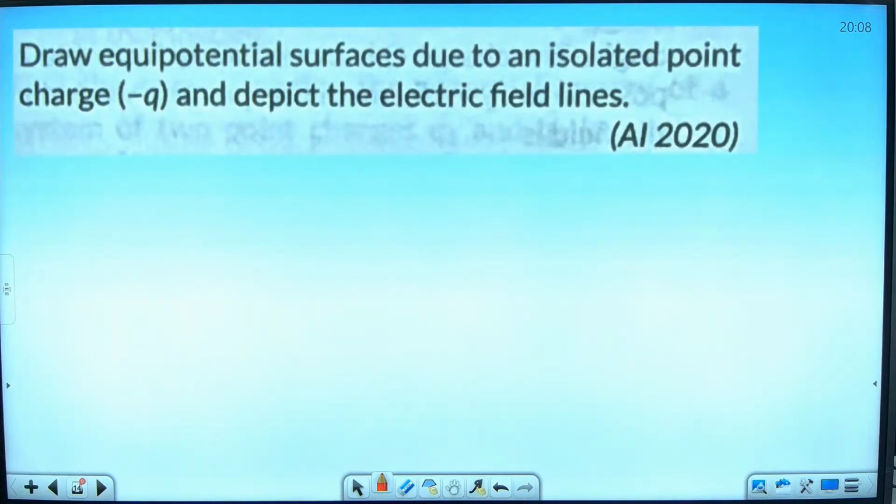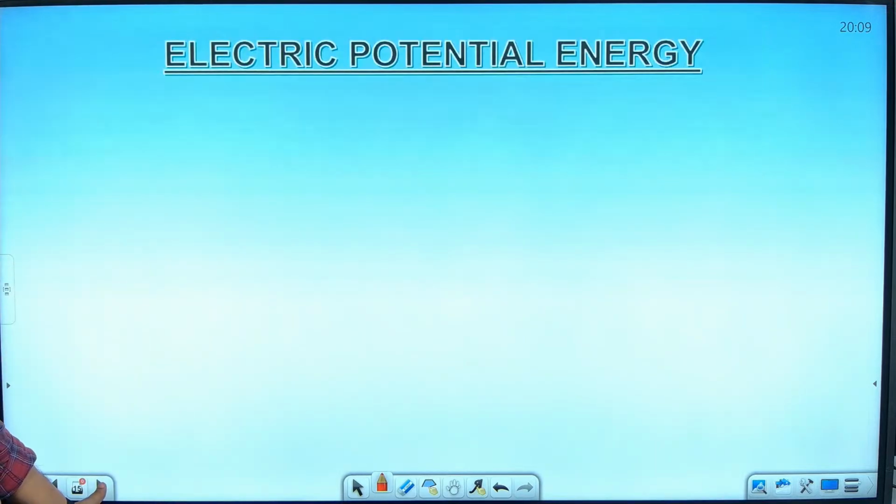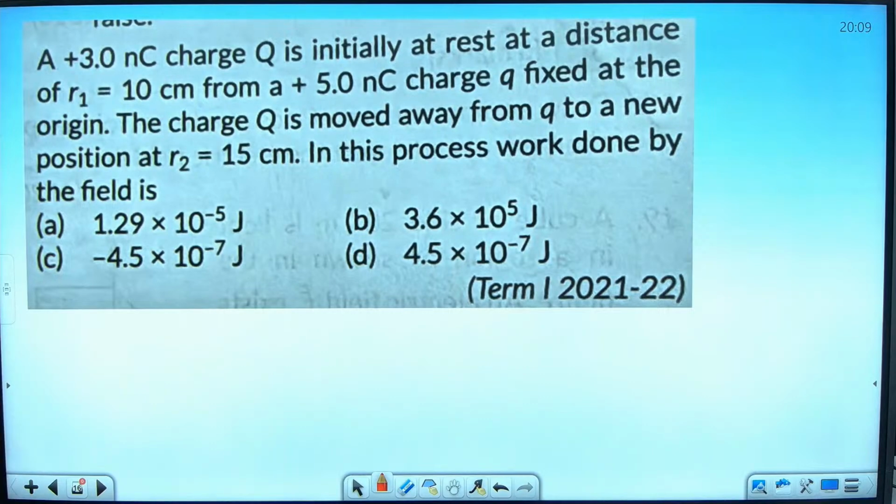Now you can draw this fast. Just now I drew before some time, right? Minus q, it will be radially inwards. So concentric spheres. Simple it is. It came in 2020 during COVID starting time. This question, give a try. Good question this is. It's a good question. Give a try.